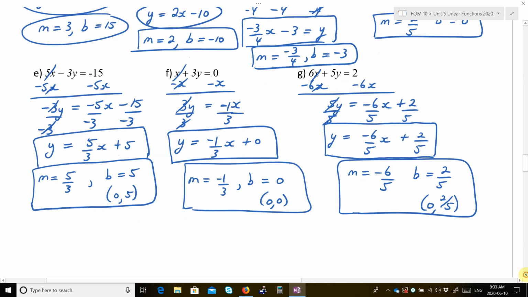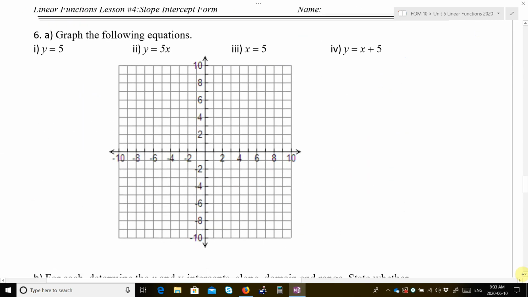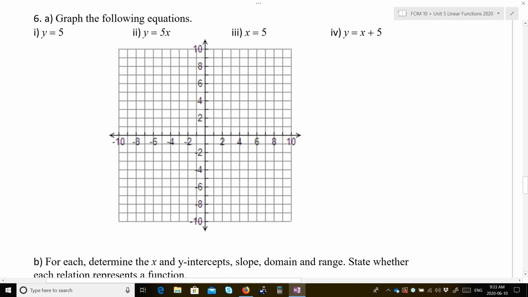Let's get on to number 6. Okay, so 6a says graph the following equations. Number 1 is y equals 5, so that means that the y-coordinate is always 5, regardless of what x is. So see how I'm moving along the x values, and I'm staying at a y value of 5. And so y equals 5 gives us a nice horizontal line.